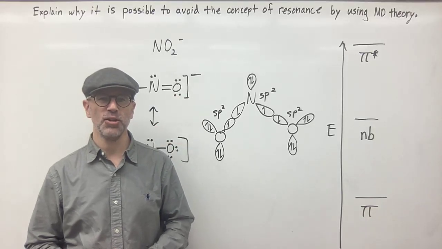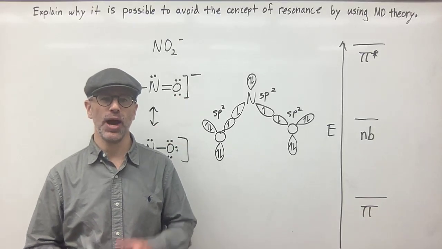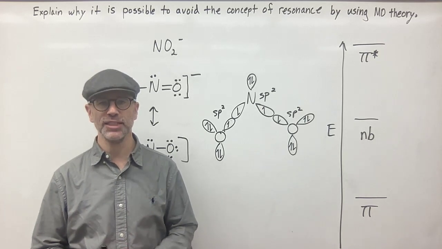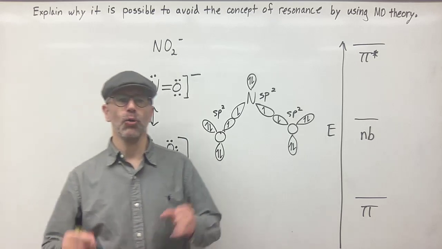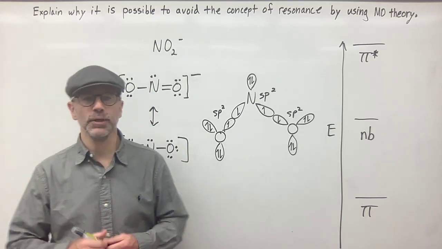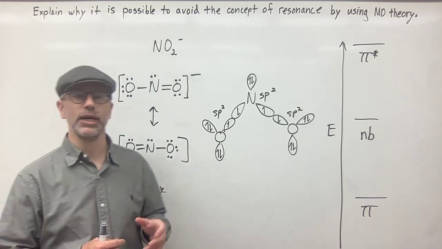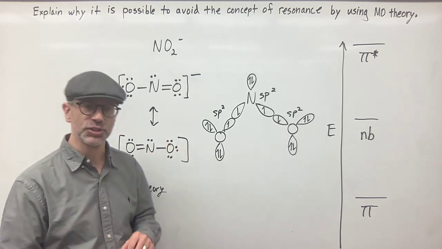My name is Mr. Kowalt, and in this video I'm going to explain why it's possible to avoid the concept of resonance by using molecular orbital theory. So in order to answer this question, we need to go back to our valence bond theory and resonance structures.